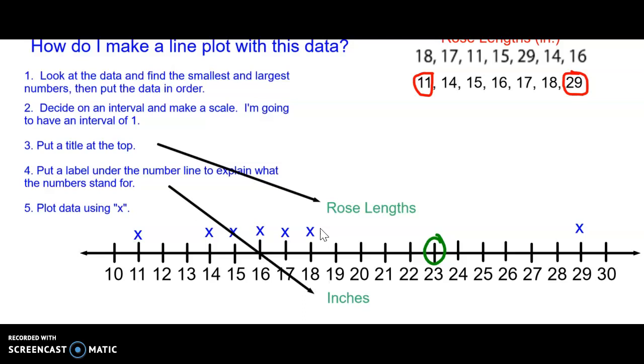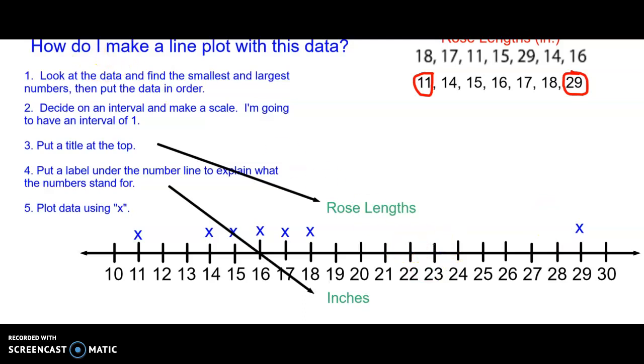The answer is yes, it is, because it is very, very far from all the rest of the data, which is pretty much bunched together between 11 and 18, and then 29 is way out there all by itself. Okay, so let's just say, for instance, there was another rose length that was 28, so at this point, it's not by itself, so it's not considered an outlier anymore. But because there isn't anything out there, it is an outlier.